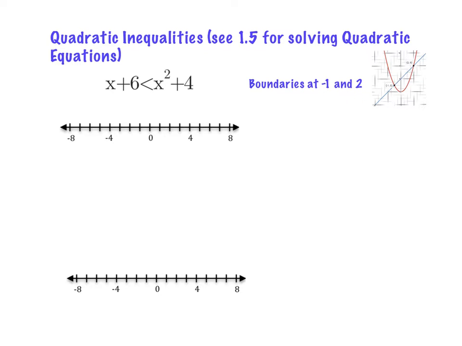So what I mean by that is if I were to have solved x plus 6 equals x squared plus 4, got everything to one side, and solved that using quadratic formula or factoring, I would have ended up with x equals -1 and x equals 2. So we know we have those boundaries, so what we're going to do is place those on our number line. So we got -1, pardon me, and we have 2.